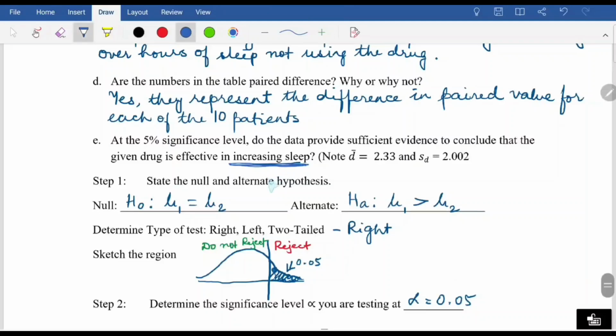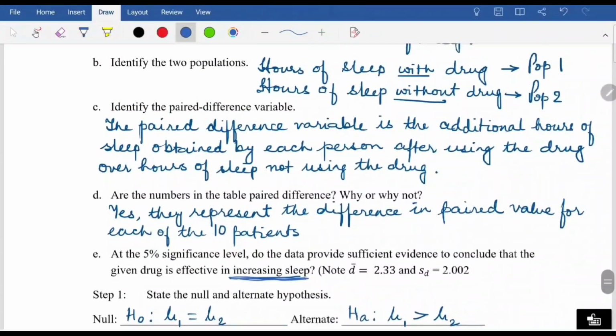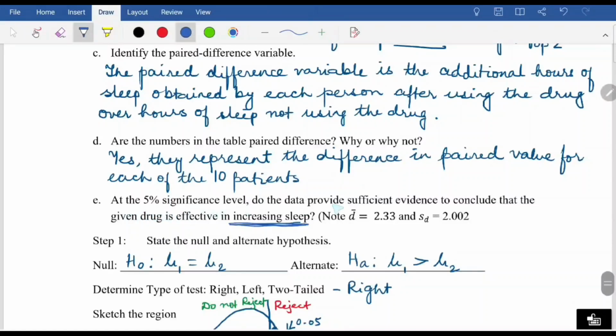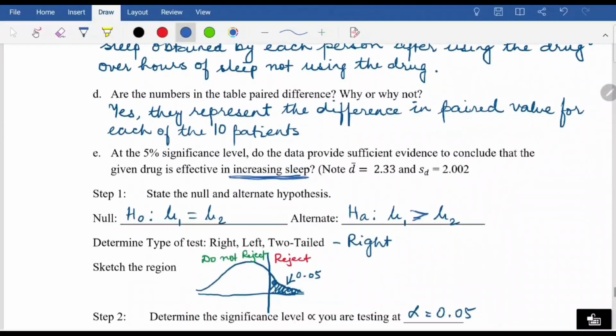Step 1, always state your null and alternate hypotheses. The null hypothesis says mu sub 1 equals mu sub 2, and the alternate says mu sub 1 is greater than mu sub 2. Why greater than? Because the question asks, do the data provide sufficient evidence to conclude that the given drug is effective in increasing sleep? That's why mu sub 1 is greater than mu sub 2. So it's a right tail test.